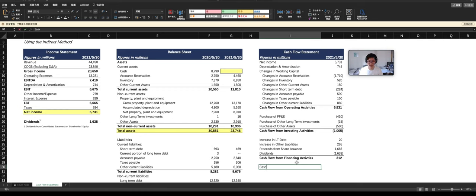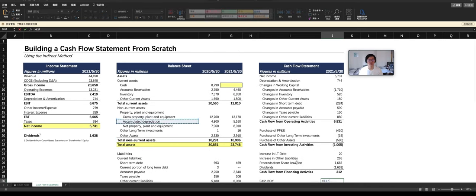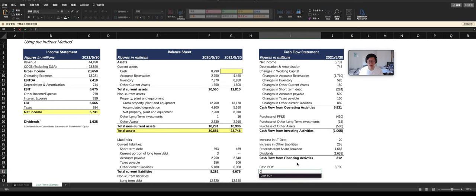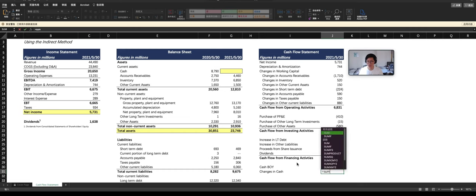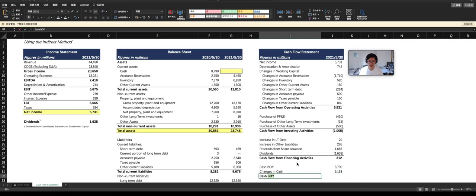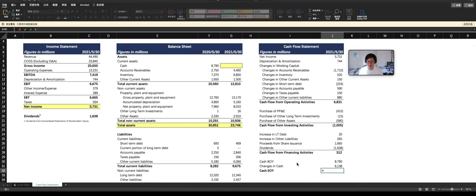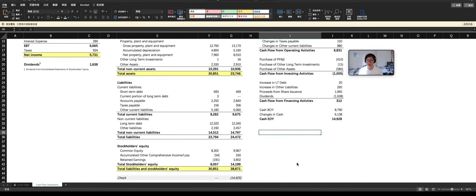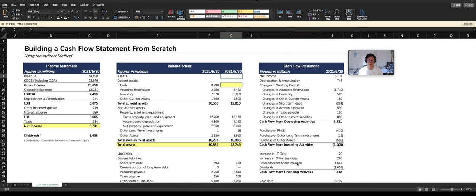Then we have cash at the beginning of the year, which equals the 2020 figure. In this year, we add up all the three categories of the cash flow. And then we calculate the end of the year, which equals the sum of the parts. So basically that's the cash at the end of the year, and we bring it into the balance sheet. We just calculate that number.